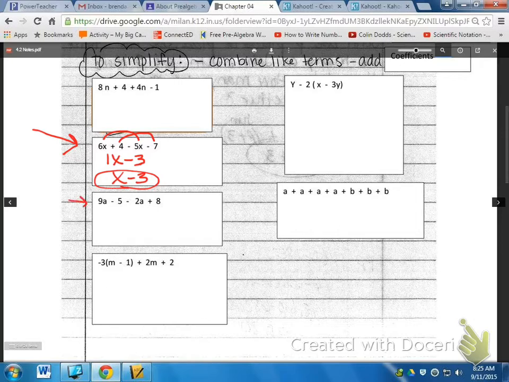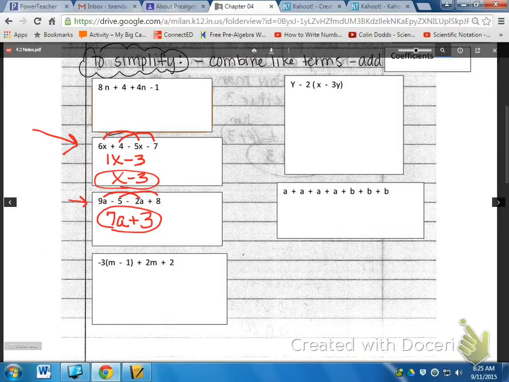Okay, what about this one? 9a minus 5 minus 2a plus 8. Stephen? First you would add up the a's. Okay. 9a minus 2a, which would be 7a. Right. And then negative 5 and positive 8, which would be? Positive 3. Yeah, so 7a plus 3 and you'd be done.